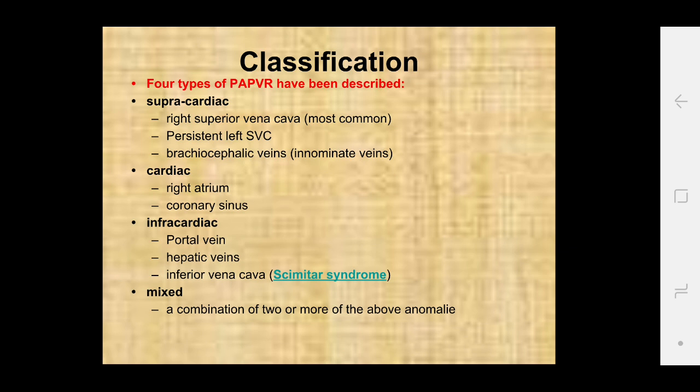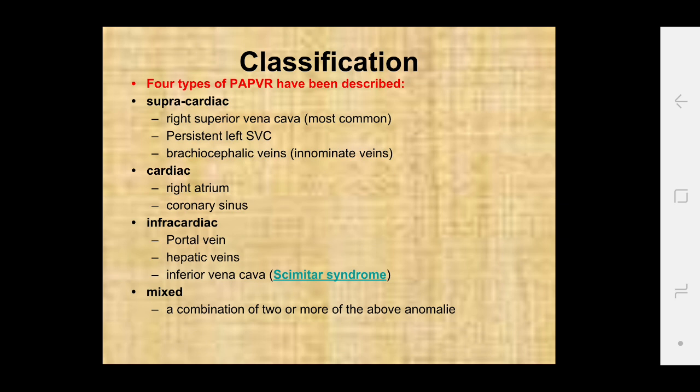Sometimes, as the right pulmonary veins join the right superior vena cava, also the left pulmonary veins can join the left superior vena cava, and the right pulmonary veins join normally to the left atrium. Sometimes these pulmonary veins join the brachiocephalic or innominate vein. So they can join any vein in the head and the neck, which is common: right superior vena cava, persistent left superior vena cava, the brachiocephalic vein, which represents the biggest vein in the head and neck.